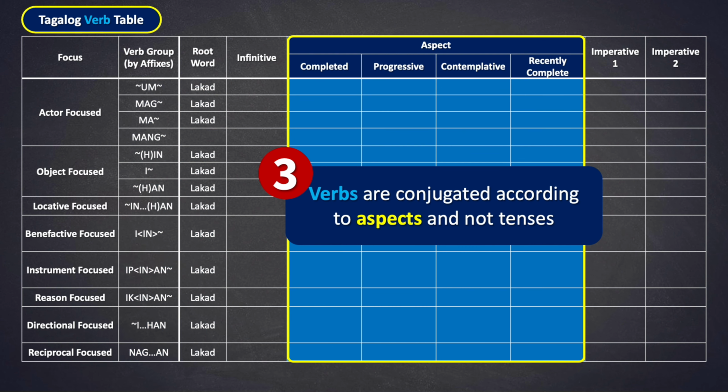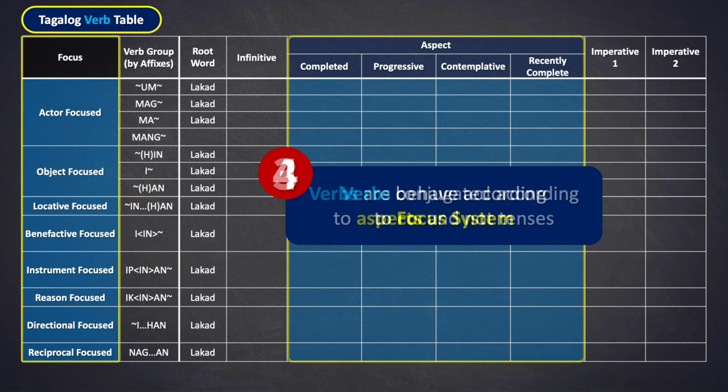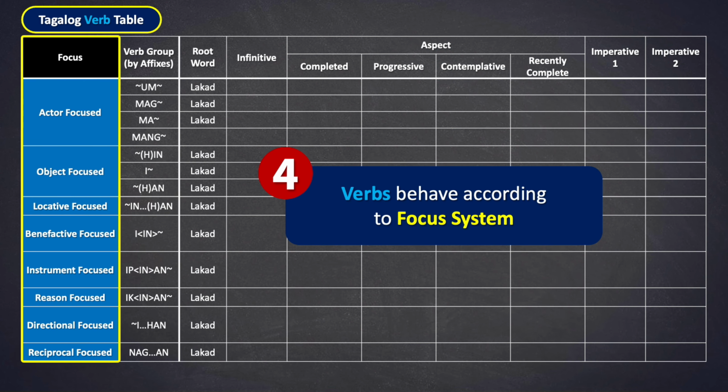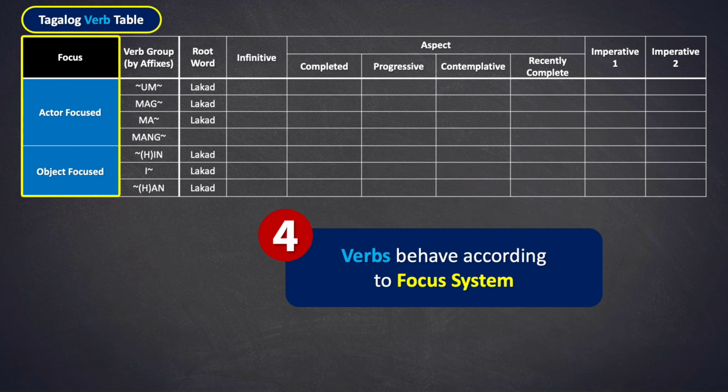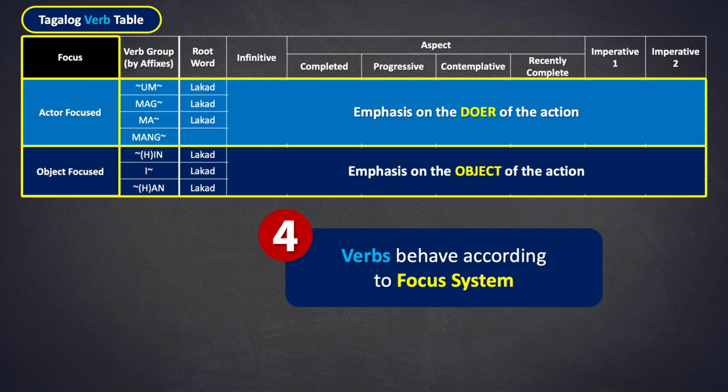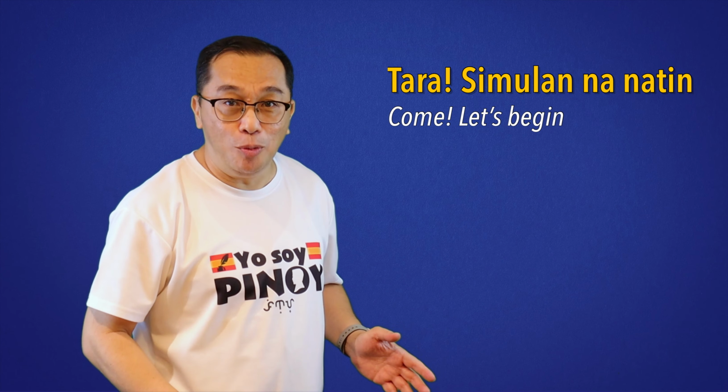Verbs are conjugated according to aspects and not tenses. Verbs behave according to focus system. For now, I will only tackle verbs under the actor focus and object focus. Actor focused verbs emphasize the actor or the doer of the action, and object focused verbs emphasize the object of the action. Please also remember that subjects for actor focused verbs are group 1 personal pronouns, and subjects for object-focused verbs are generally group 2 personal pronouns. But there are exceptions to this rule. So, tara! Simulan na natin.